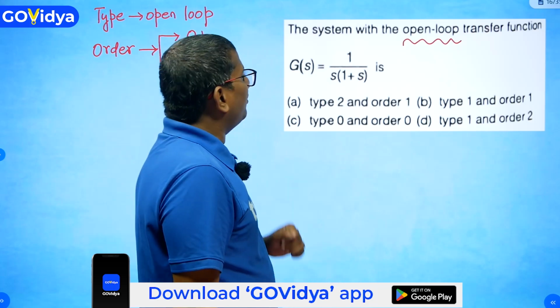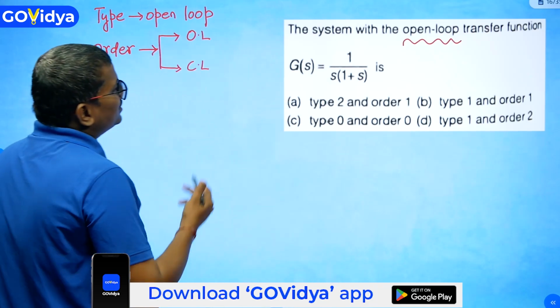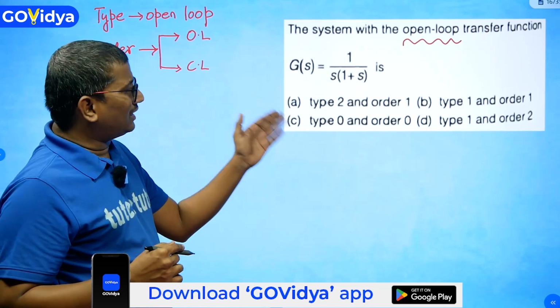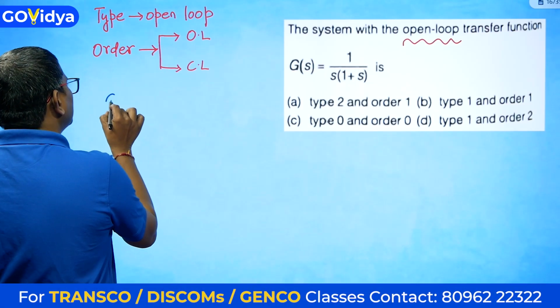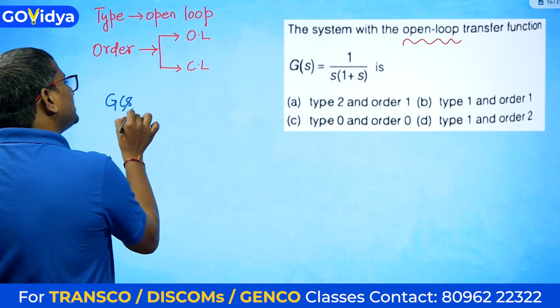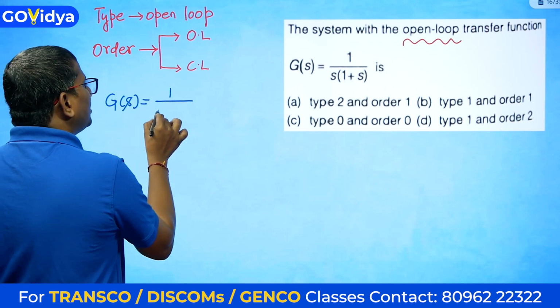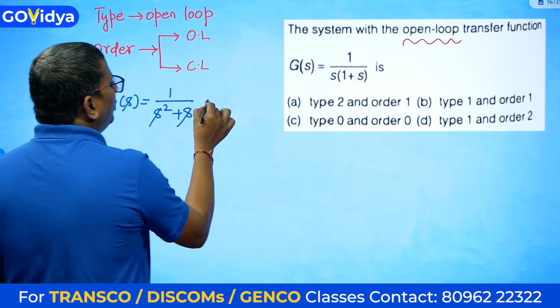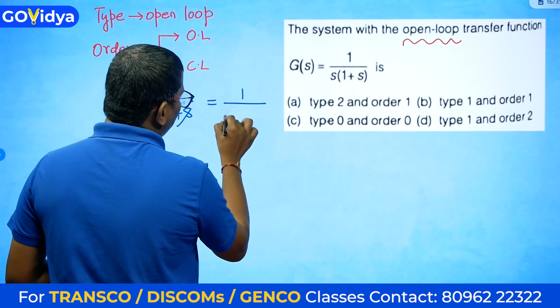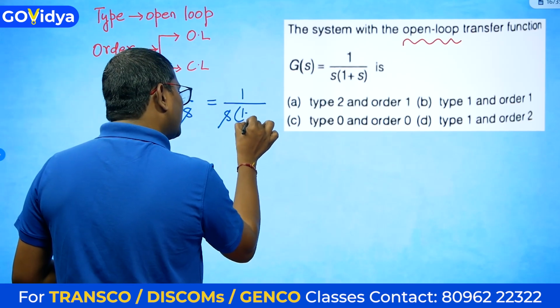Now if you see, the open loop system is sufficient to say what the type and order of the system are. So can I say the G of S is like this, 1 upon, I am simplifying, S square plus S, or as per the given question you can write like this. Here I want to show you both.